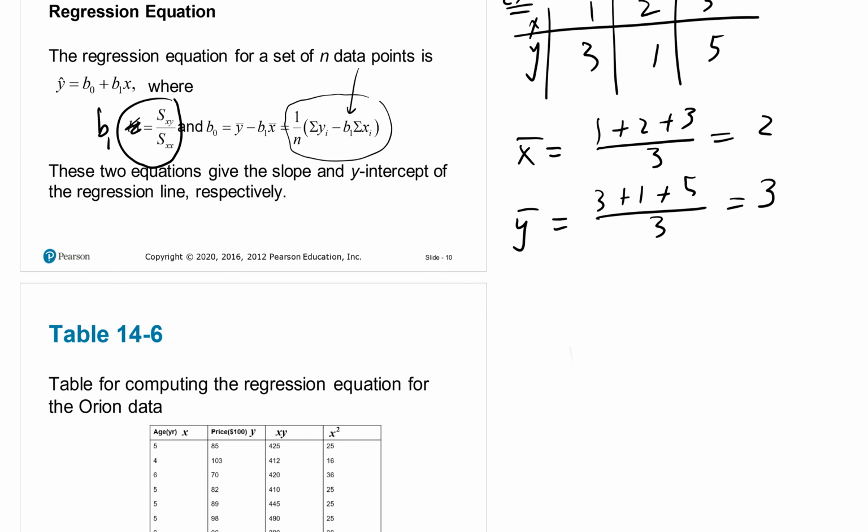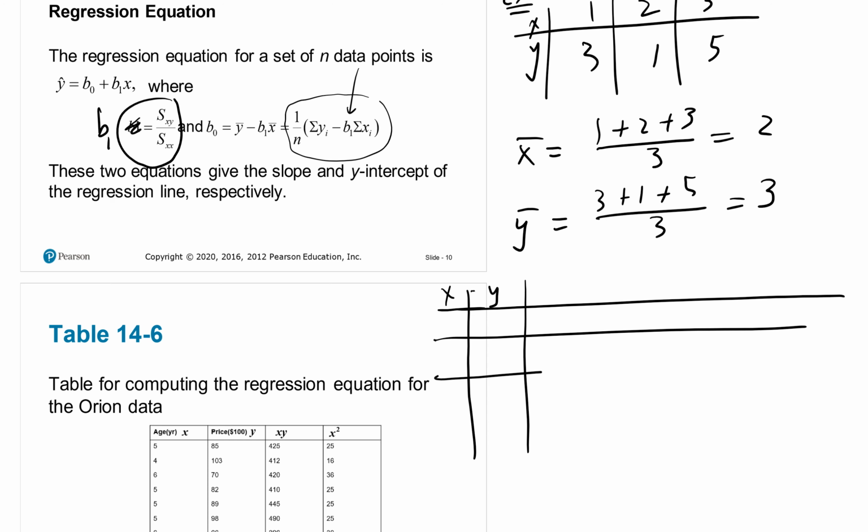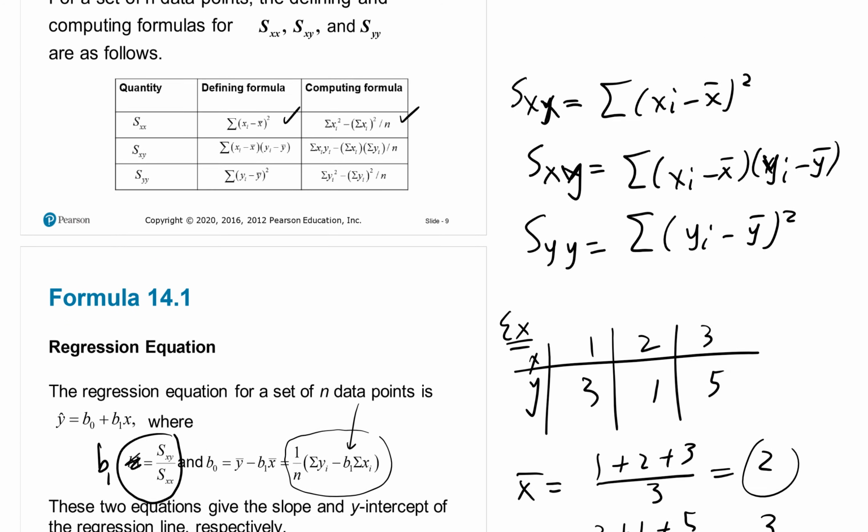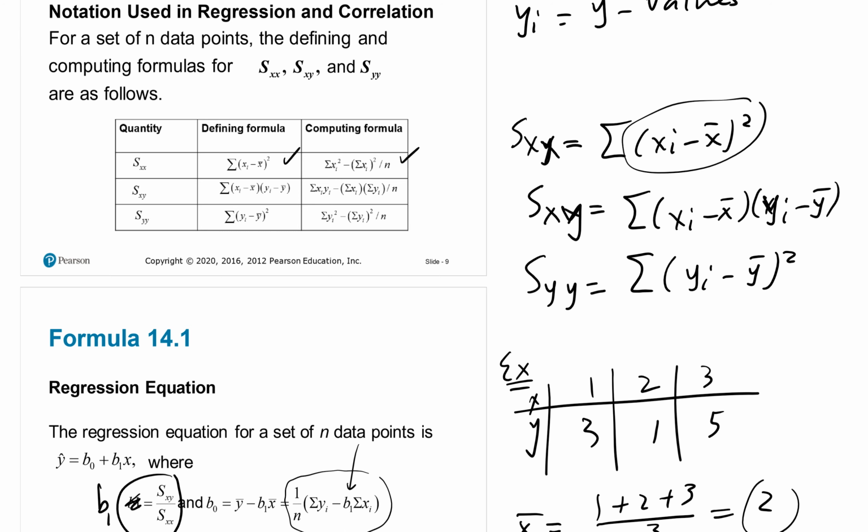Then I'm going to construct a table of values. The table organizes everything for us. x, y. So x is 1, 2, 3, y is 3, 1, 5. We need to find x minus x bar. So take 1 minus 2, negative 1. 2 minus 2, 0. 3 minus 2, 1. Then we find y minus y bar. 3 minus 3, 0. 1 minus 3, negative 2. And then 2. Then, if you notice in the formula itself, you need to square these values.